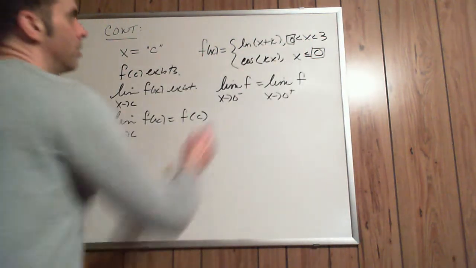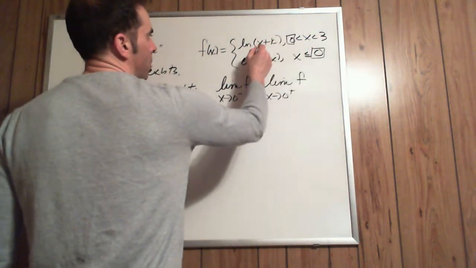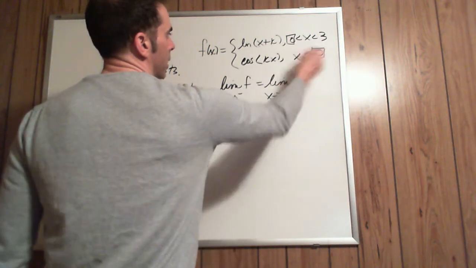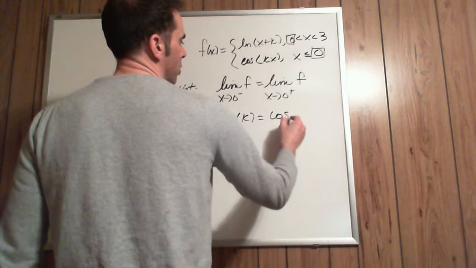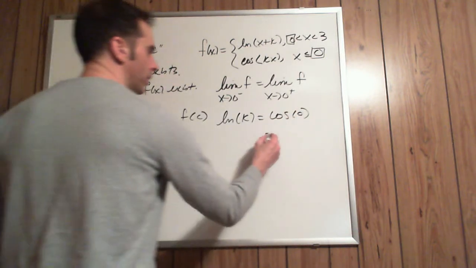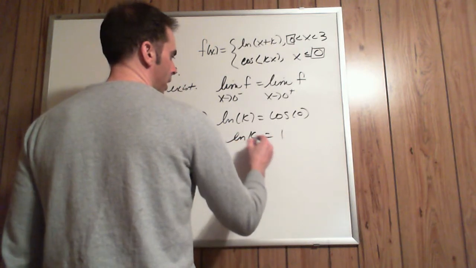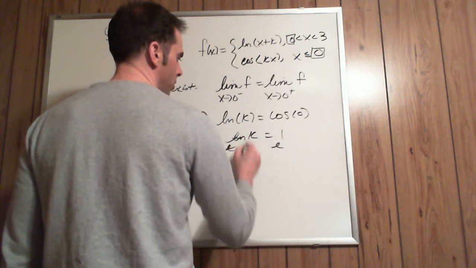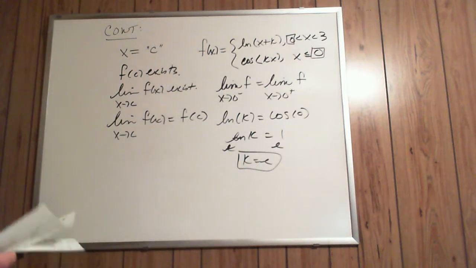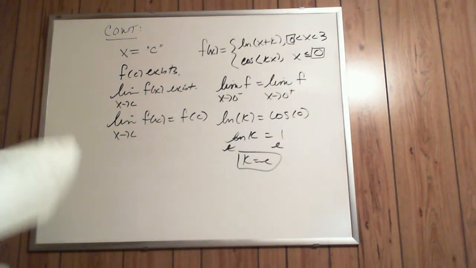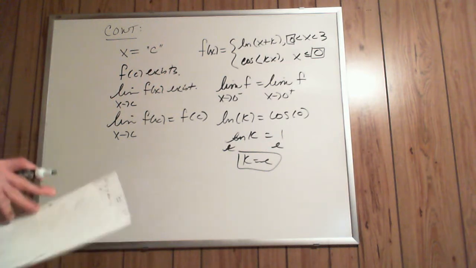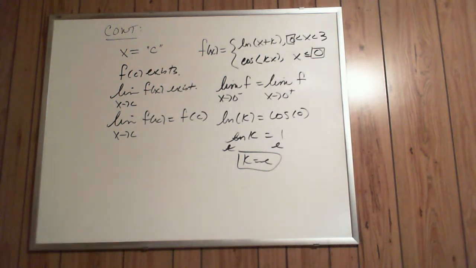So if I put in 0 for x, not k, but for x, I'd get the ln of k equals, putting 0 in here, the cosine of 0. Cosine of 0 radians is 1. So the ln of k equals 1. Base e both sides, and k would be equal to e. So that would be the value of k so that f is continuous everywhere. Okay.